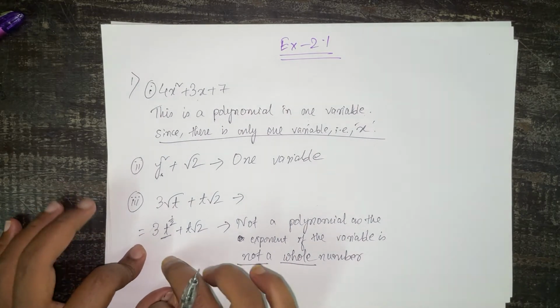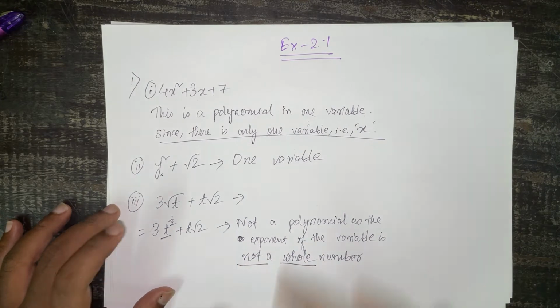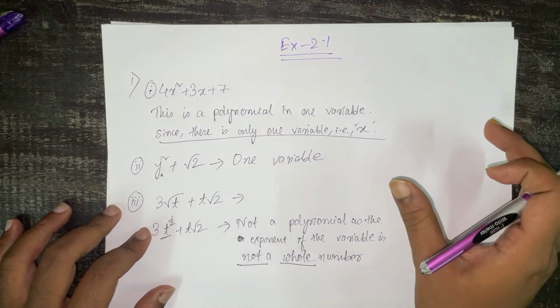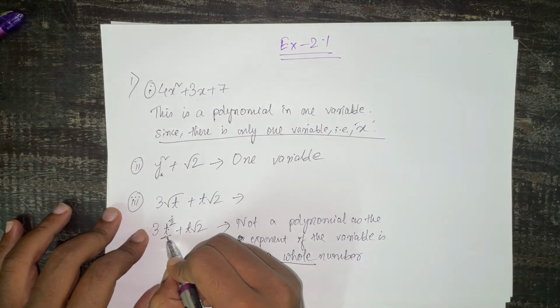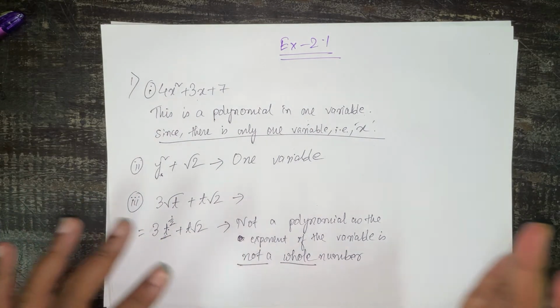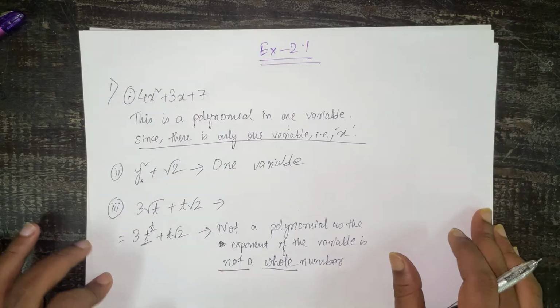As I said just now, in order for an expression to be a polynomial, the variables must have powers that are whole numbers. Okay, let us see one more.